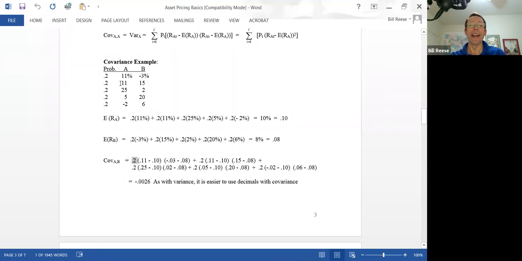Now, in the second state, A has a return of 11%, again, above its expected return of 10%. Okay, so you're going to see that 11% minus 10% is going to give us a positive number. B has a return of 15% compared to its expected return of 8%. So B is also above its expected return. So A is above its expected return, gives us a positive number there. B is above its expected return, gives us a positive number there. A positive times a positive is a positive. So this second term will be a positive.